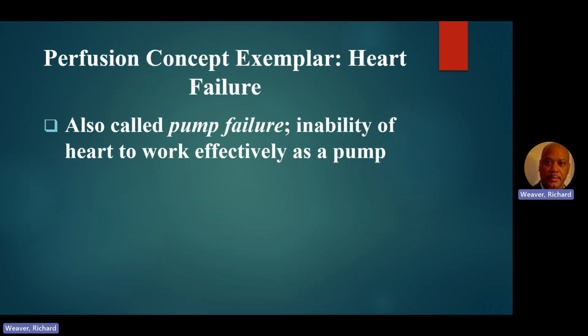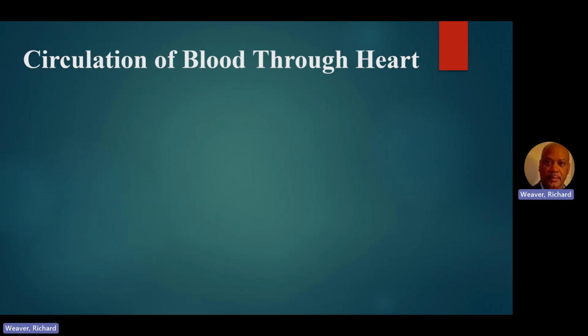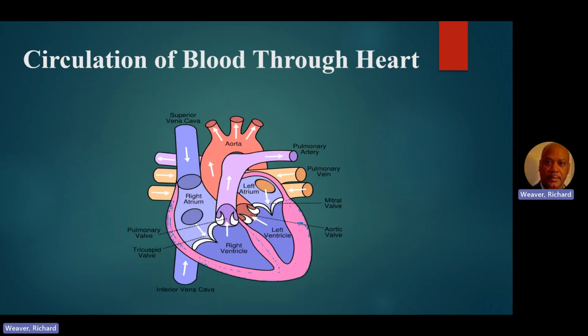It is the inability of the heart to work effectively as a pump. There are a couple of major types: left-sided heart failure and right-sided heart failure. As far as circulation of blood through the heart, I think students will benefit from doing a quick review of how blood circulates through the heart. As you can see, these arrows are pointing in a forward direction. But when we begin to talk about heart failure, you will see that these arrows essentially point in the opposite direction. In other words, this blood is backing up instead, which is not good.